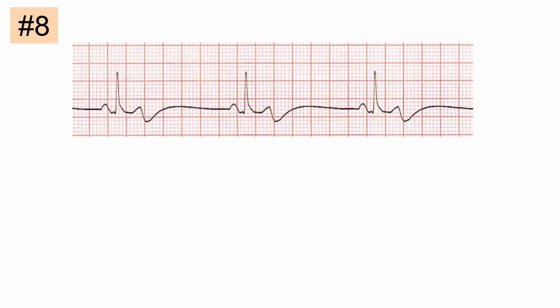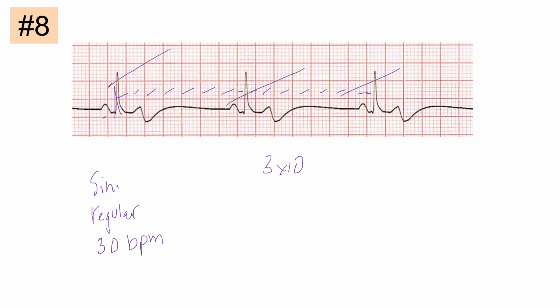Okay, next one, number 8. Is this irregular or regular? This looks regular to me, but we could count the boxes. 2, 3, 4, 5, 6, with some change on either side. 1, 2, 3, 4, 5, 6, with some change on either side. So this is a regular rhythm. What is the rate? We have 1, 2, 3, so that's going to be 3 times 10. That is 30 beats per minute. There is a P wave here next to the QRS, so that looks like sinus brady.